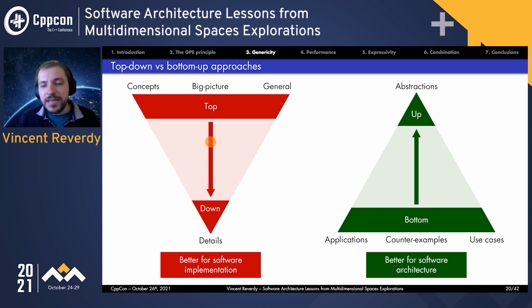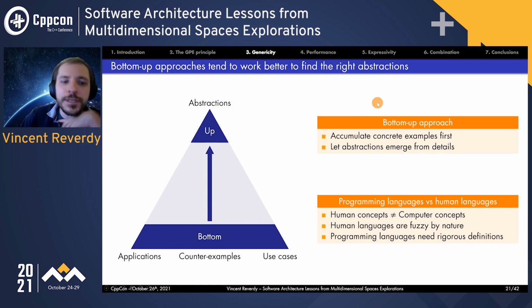However, for software architecture, if you want to be able to handle as many things as possible, you have to start from the application, the use case, and find as many counterexamples as possible to be able to derive the concepts from there, in order to not miss a few things. So, as I said, the bottom-up approach is more suited for software architecture. So the idea is to start by accumulating a lot of concrete examples. In the case of multidimensional arrays, that will be a lot of different use cases, and try to see what are the common parts to all of these different use cases.